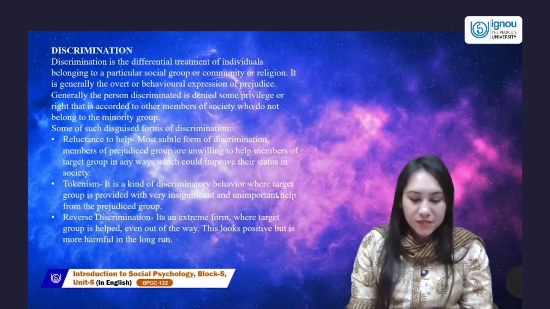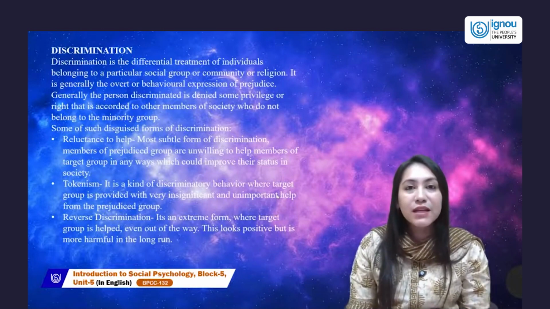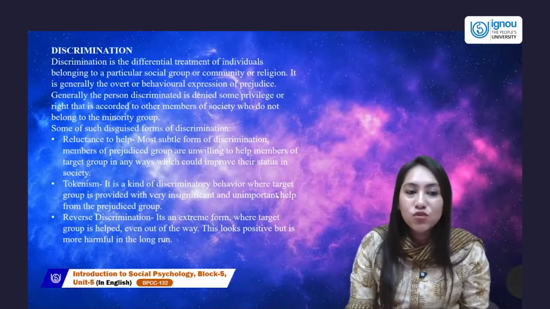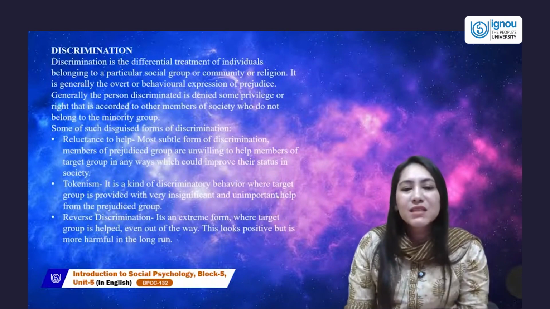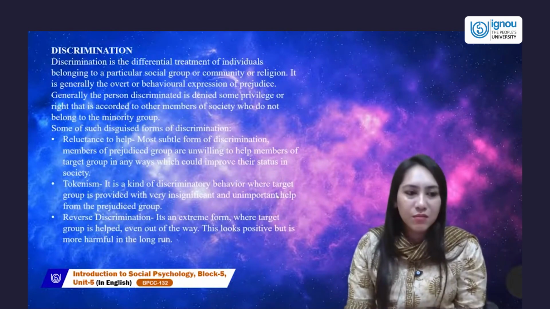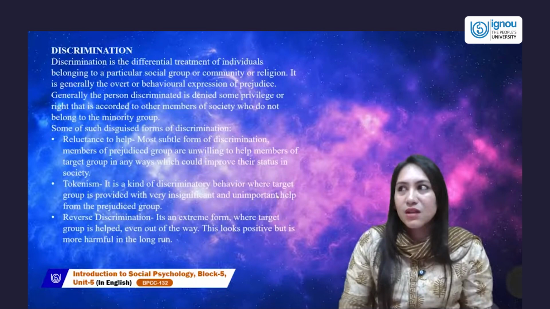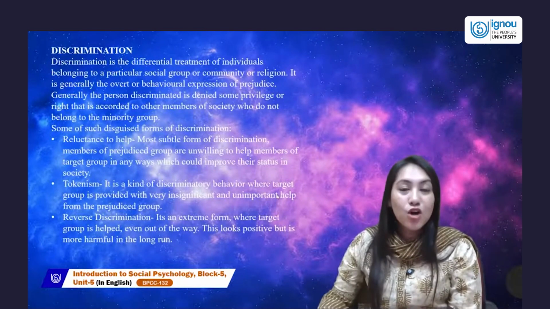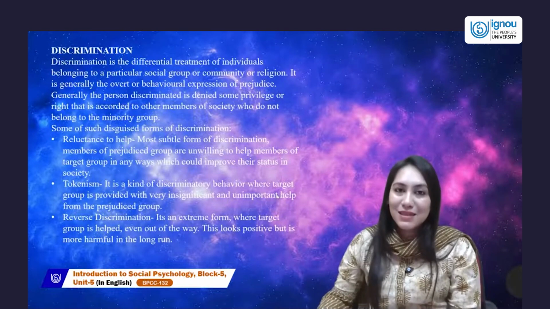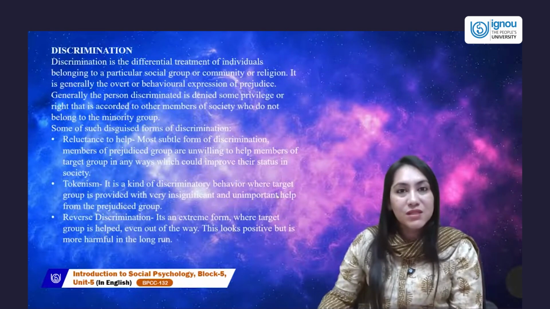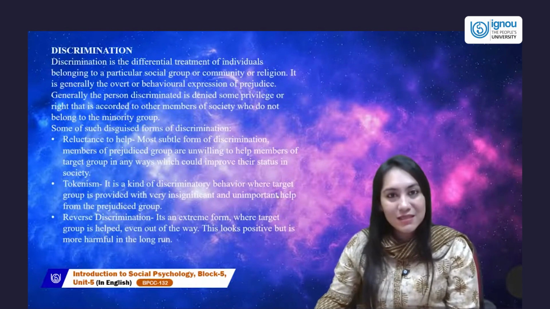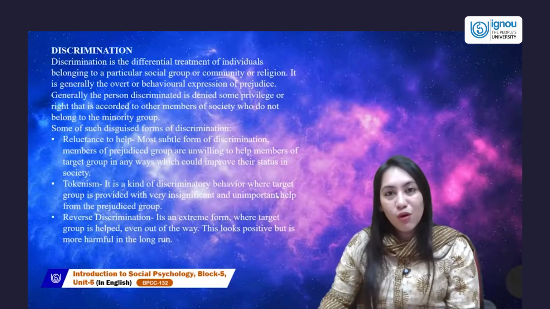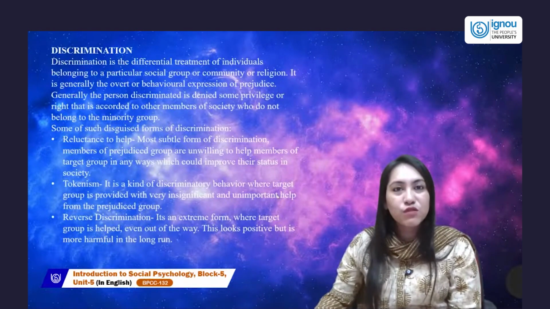Next is tokenism. When we speak about tokenism, it's a kind of discriminatory behavior where the target group is provided with very insignificant and unimportant help from the prejudiced group. So that means you're helping, but the help is of no need. On the picture, on the floor, let's take an example. You give something to somebody, the giving will always be considered as giving, no matter if it's helpful or not helpful, to people who are watching from far away.